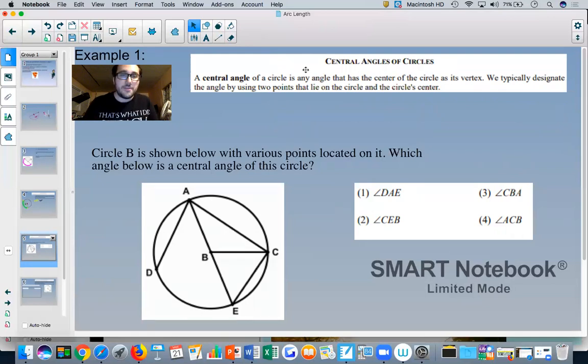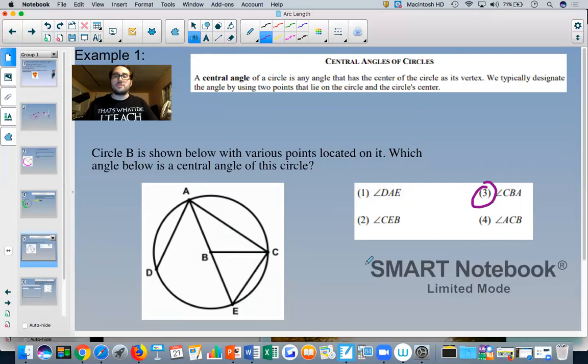All right, so let's check it out. The correct answer is 3. So let me explain why it's 3. A central angle, its vertex has to be the center of the circle. When you look at angles and you write them out like this, so DAE, CEB, the vertex is always the middle letter, right? So A, E, C, and B, right?